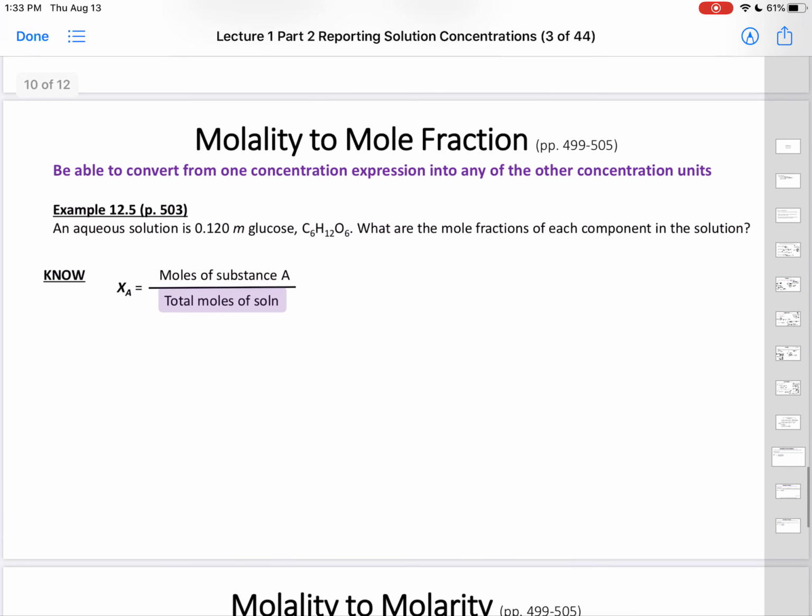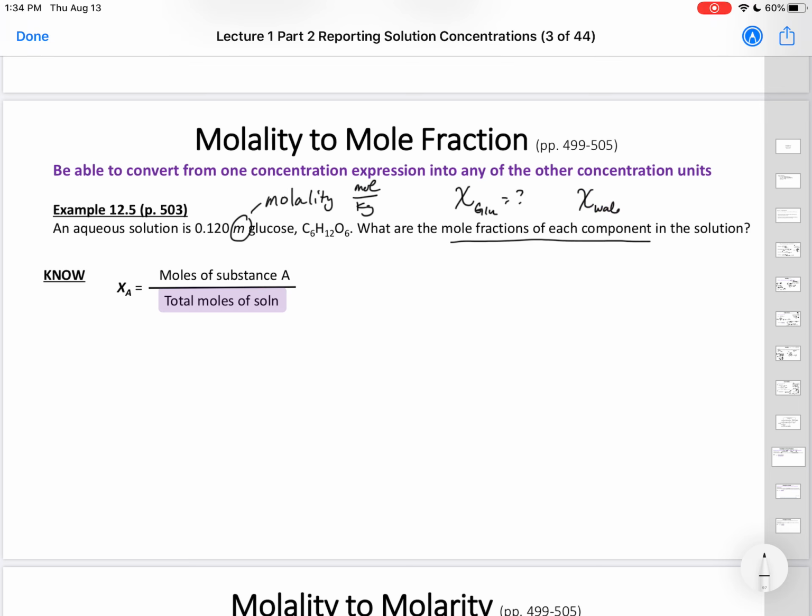So let's say you need to convert from molality to mole fraction. Example 12.5 in your book says you have an aqueous solution of 0.12 m, and this is molality, or moles per kilogram, of glucose. They want to know what are the mole fractions of each component. So they want to know the mole fraction of glucose, and they would like to know the mole fraction of the water. Water is the solvent because it is an aqueous solution.